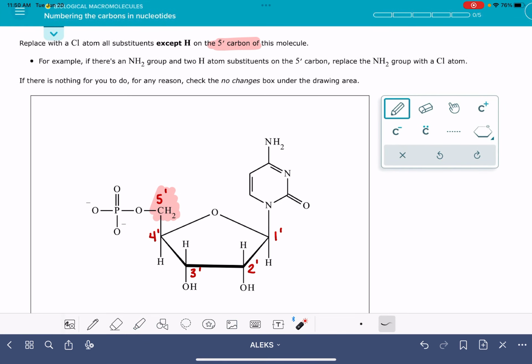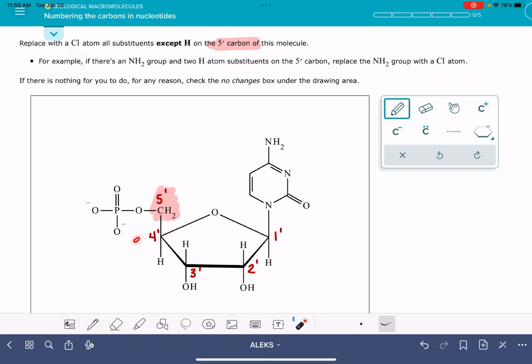I'm going to see what it's going to tell me to do. It says replace all substituents except for hydrogen with a chlorine atom. The English is kind of fancy here, but basically what it's saying is we're going to leave the hydrogen atoms alone, and we're going to replace everything else with a chlorine.